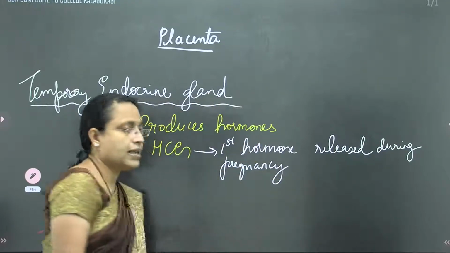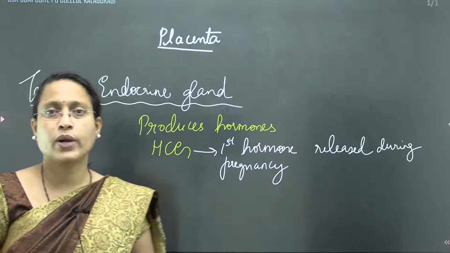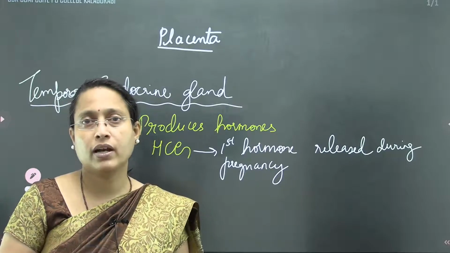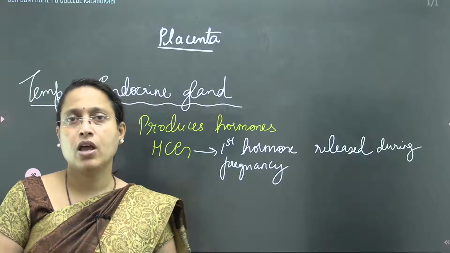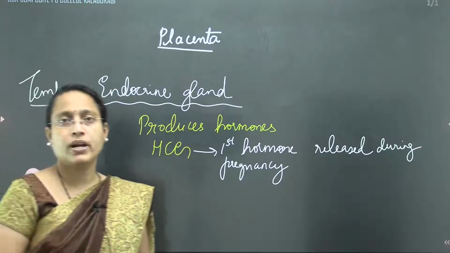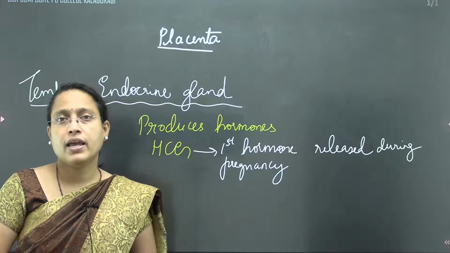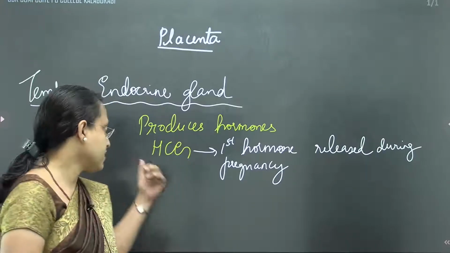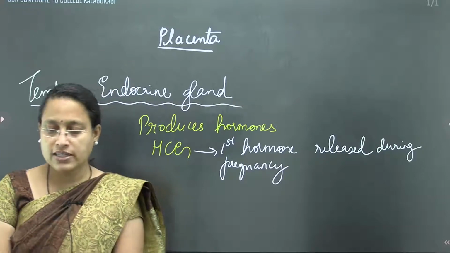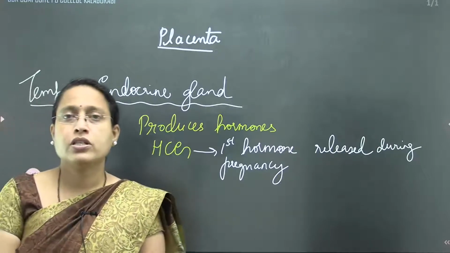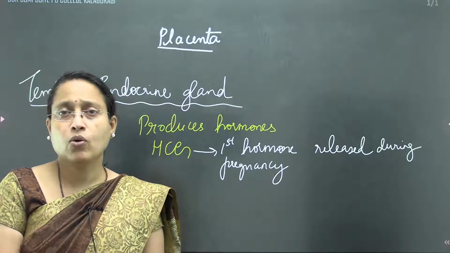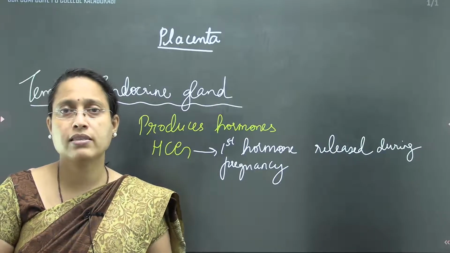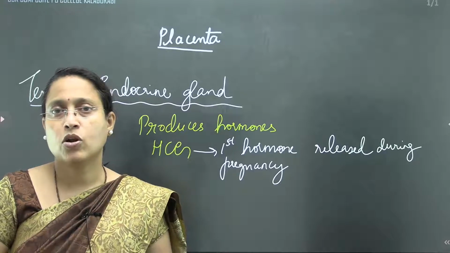You can also tell it's the earliest hormone released during pregnancy. So the first hormone released by a pregnant woman will be HCG, human chorionic gonadotropin hormone, released by the developing embryo, that is the trophoblast cell itself. So HCG, what is its function? It is going to stimulate the corpus luteum. As you all know, for pregnancy to continue, a hormone is essential. That hormone is progesterone.